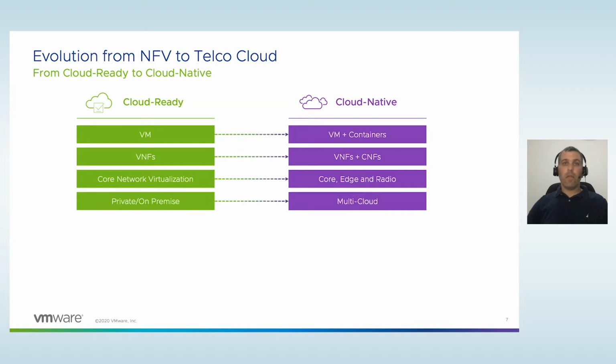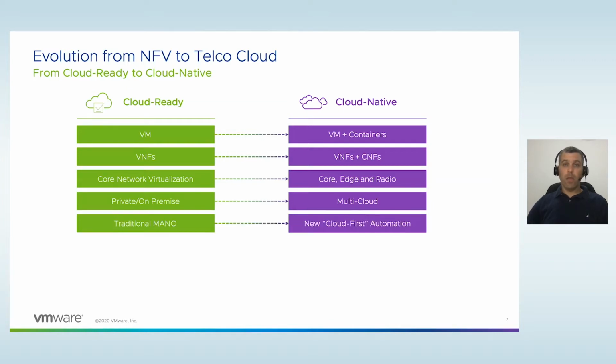In terms of the private and on-premise, we are now talking about multi-cloud. So there will be use cases where we need to deploy our application on any type of cloud, including edge and in some cases a public cloud. In terms of the traditional MANO that we used to have with the VIM layers and the NFVI layer and the VNFM and NFVO, now we are speaking about a new type of cloud-first automation that basically needs to take us across all the different technologies that assemble the cloud.